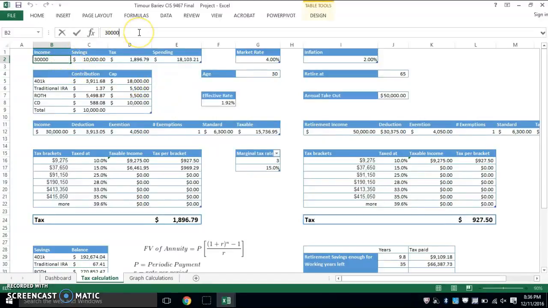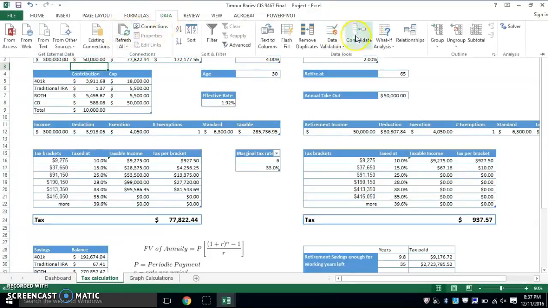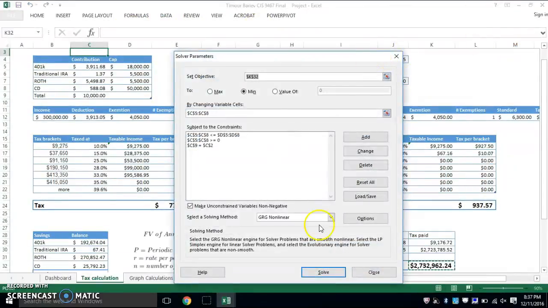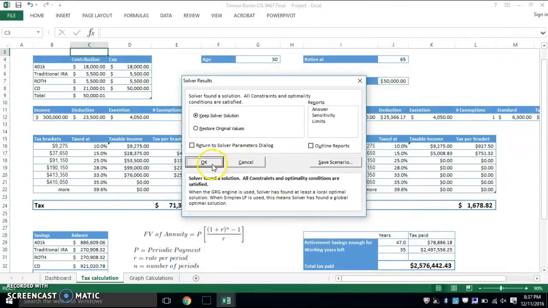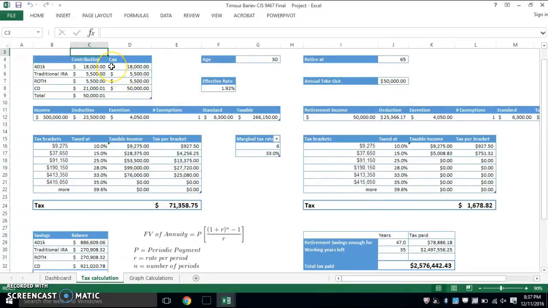Now a person who makes a lot of money and puts away significantly more, let's say 50,000, will maximize his or her 401k, traditional IRA, and Roth IRA. And then we'll have to put the remaining in a CD, even though it's not as advantageous, but we'll already reach the cap on all three contributions.